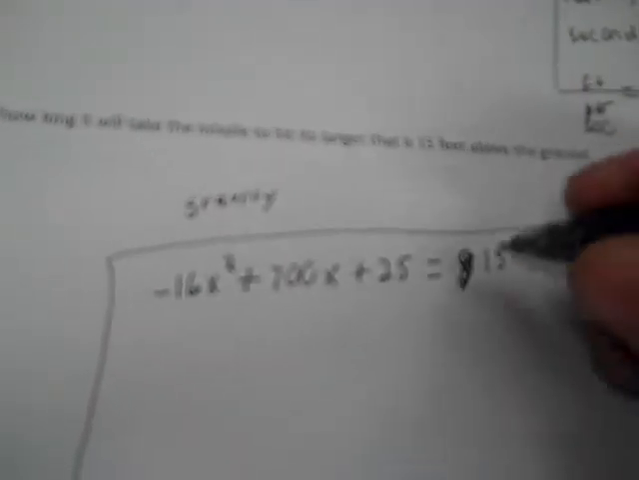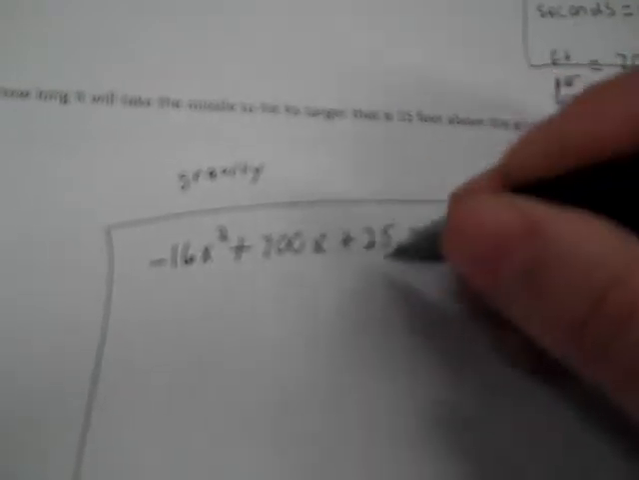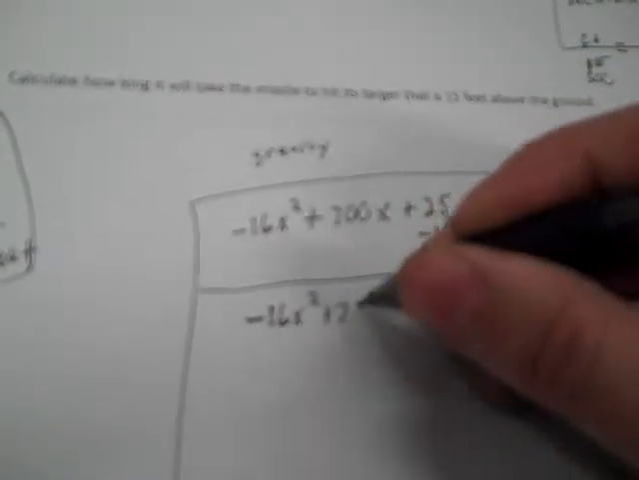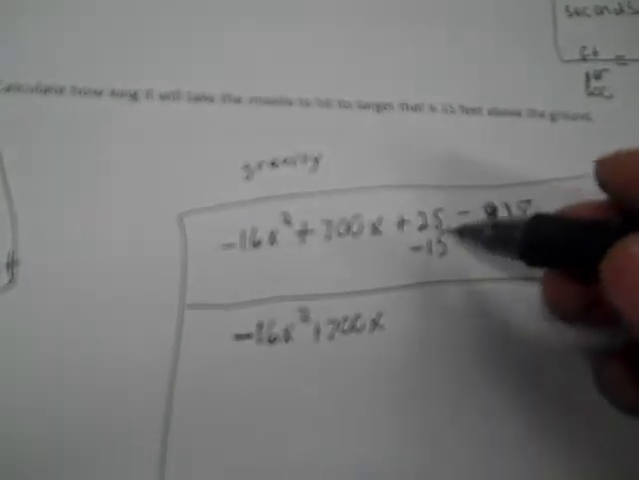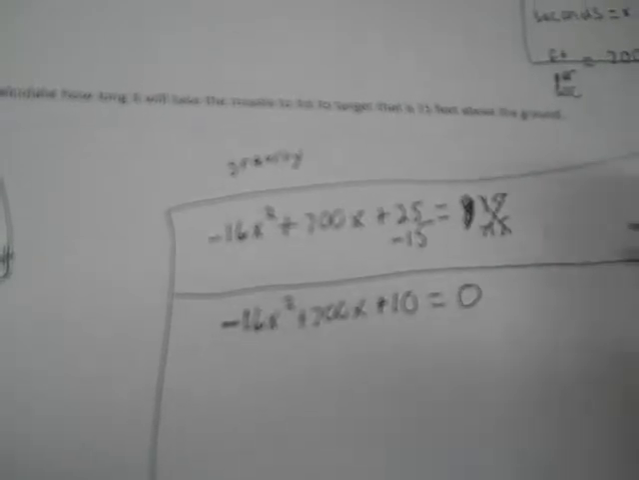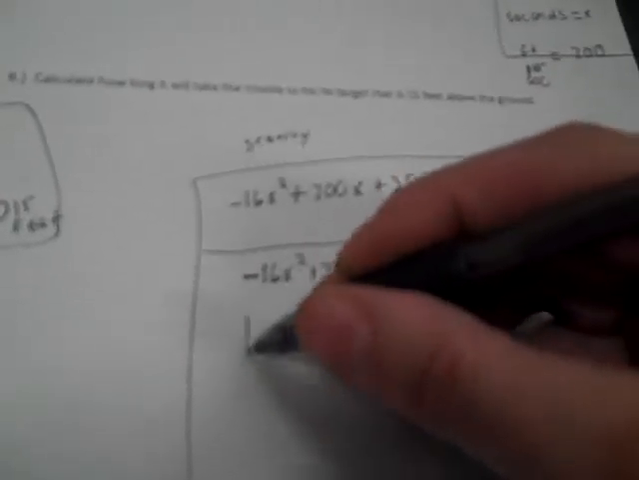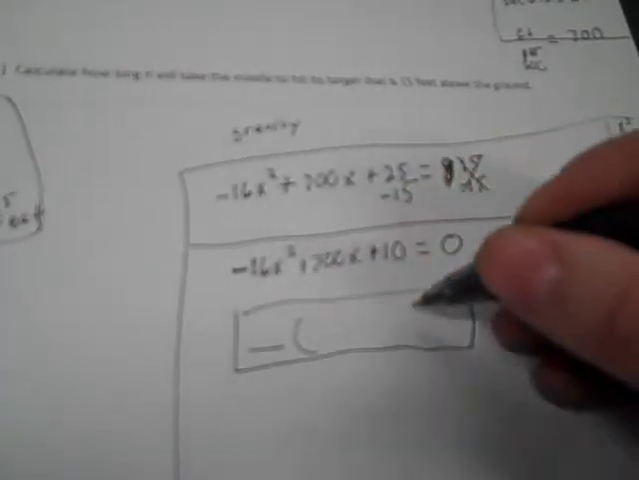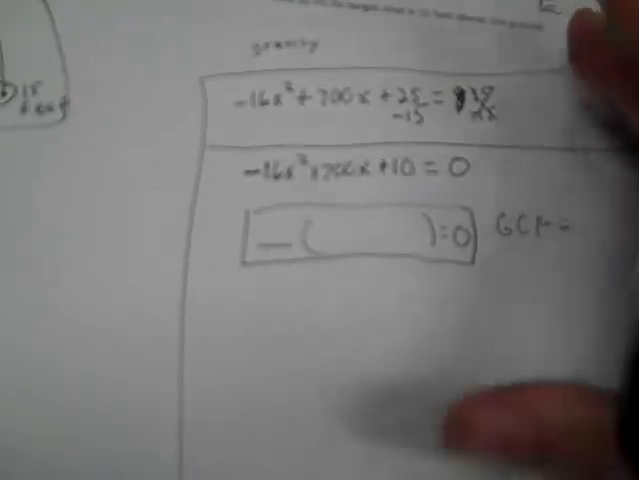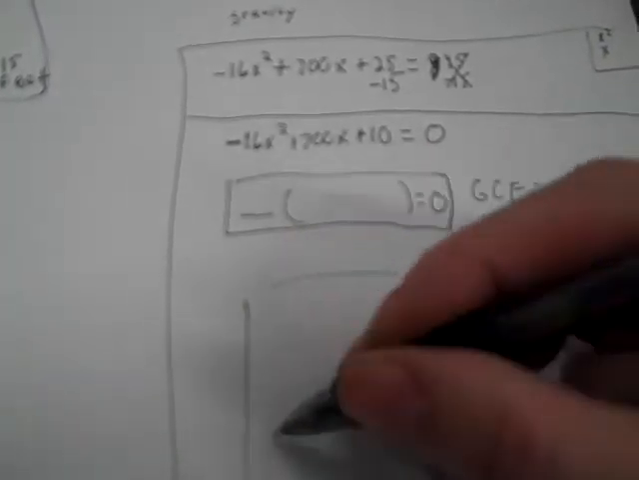So there are two answers. And not only do I have x squared, I also have x. So that means I want to clear one side. So this 15 would need to go. Now what I have is negative 16x to the second plus 700x plus 25 minus 15, which is 10, equals 0. And now there's 3 terms, so I would want to go with my GCF, figure that out, and then after that's done, I would want to make my T-table.